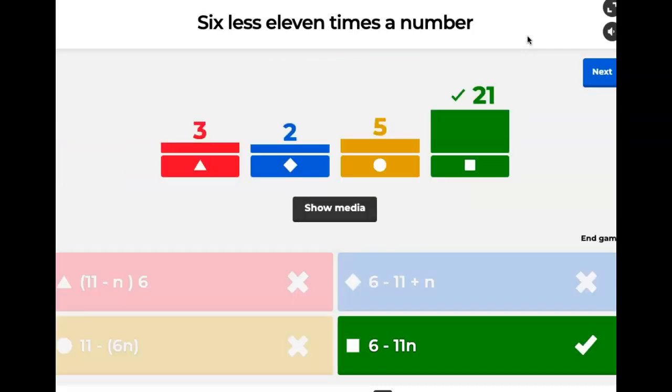All right. So I think you were thinking of the word "than" again, but we don't do that. There's no word like that here. It's straightforward. 6 less 11 times the number. So if there's a word "than" in between, then that is going to be minus 6. But it's not. It's straightforward. 6 less 11. So there you go.